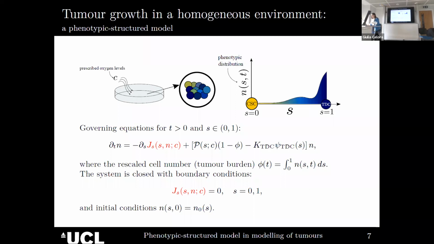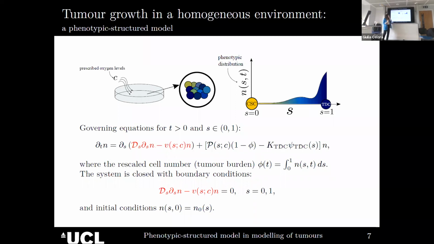How do we describe it? The idea is that we introduce two terms. The first one is diffusion, and here is the idea that there is some random fluctuation in the phenotype of cells.